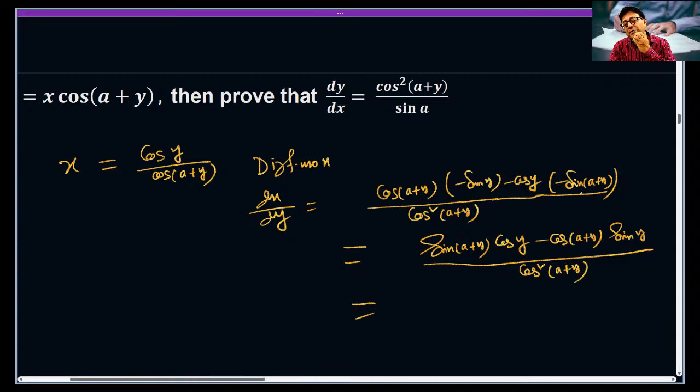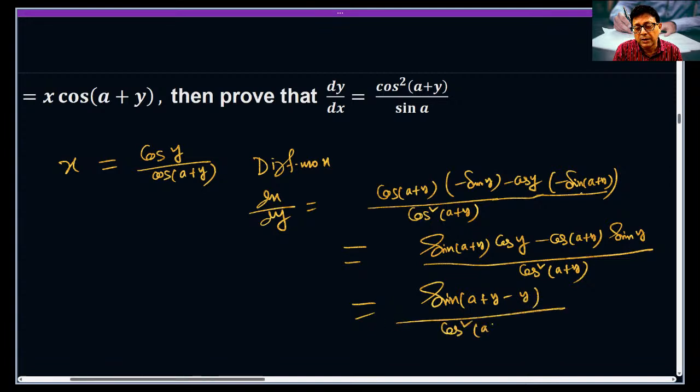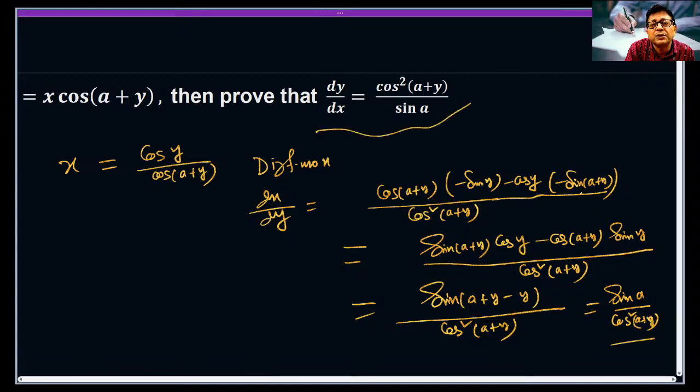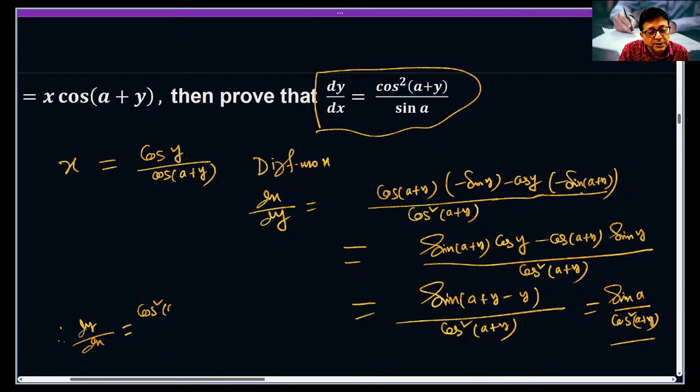So this is sin a cos b minus cos a sin b, sin of a minus b. So you got dx by dy, and that is given by sin a by cos square of a plus y. Just take the reciprocal because we need to find dy by dx. So dy by dx will be what? Just the reciprocal of it.